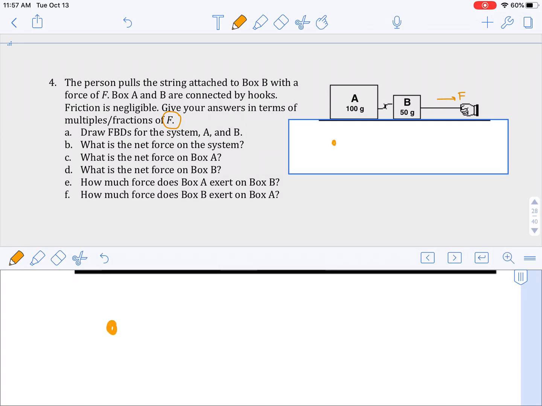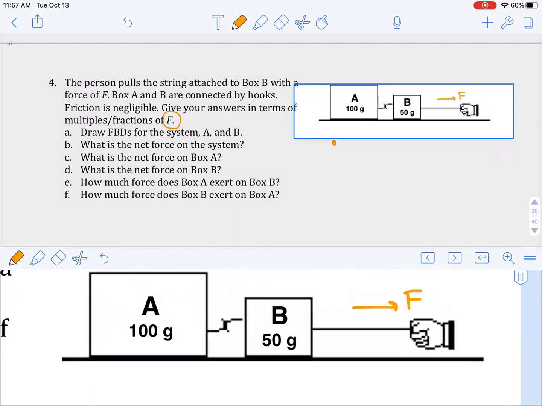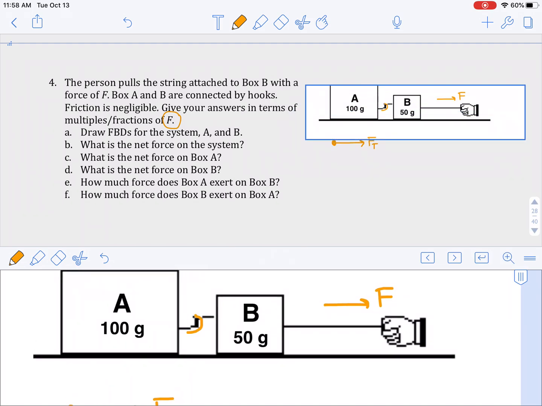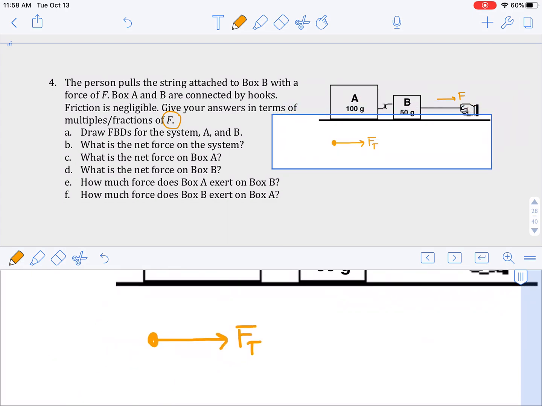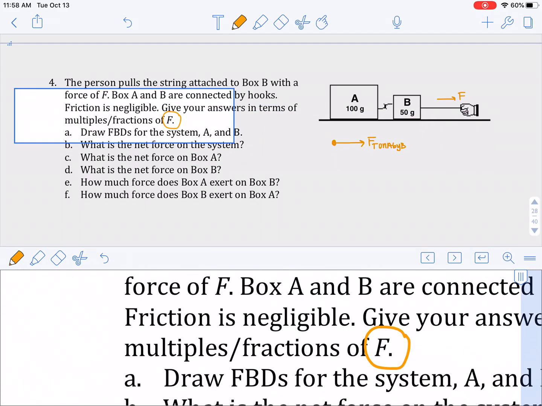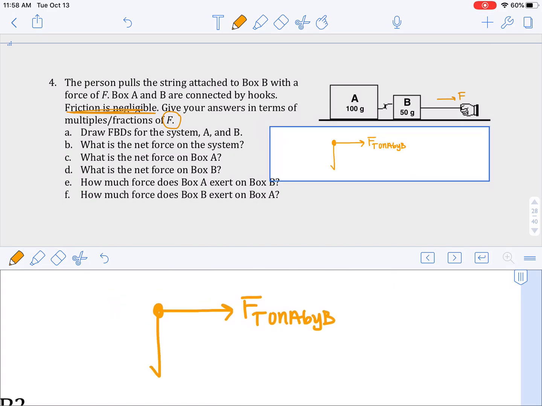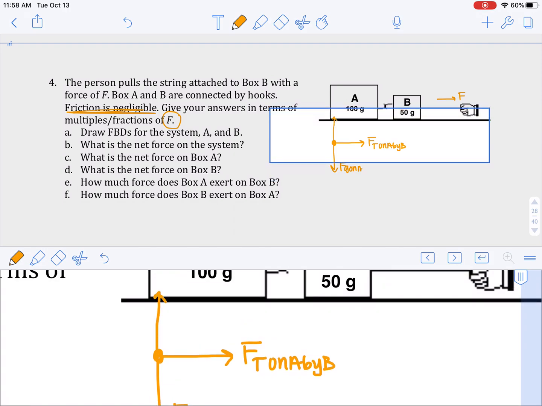So F on A, which again is this big block, we've got a force of tension from these little hooks that are right here, and this is on A by B. We have no friction, so friction is negligible. That means friction isn't in the system. There are smooth surfaces, so there's no friction. There is a force of gravity on A, and there is a normal force on A. So these two are going to be equivalent.